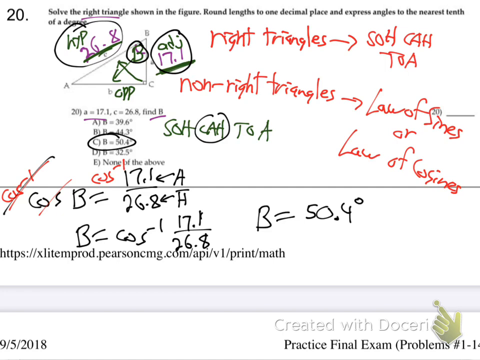So the cosine and cosine inverse canceled on that side to just get B alone. On this side, cosine inverse comes out to 50.4 degrees.